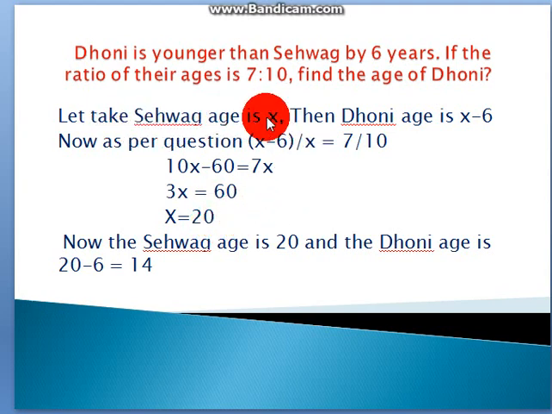Here we are taking X as Sehwag's age. So Sehwag's age is 20. But in the question he is asking about Dhoni's age, not about Sehwag's age. So Dhoni's age is X minus 6. That means, the X value is 20, so 20 minus 6 equal to 14.